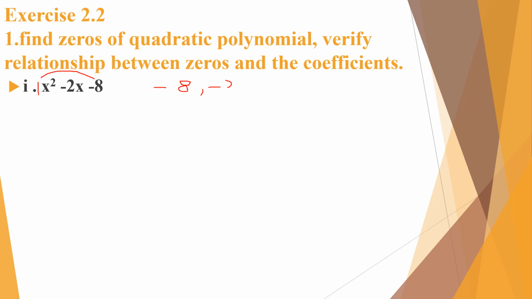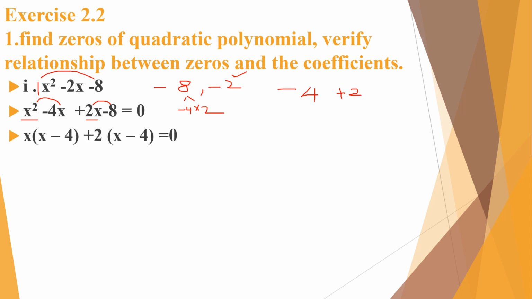So, what are the two numbers we can take now? We can take minus 4 and plus 2. Minus 4 plus 2, when we add, we get minus 2. When we multiply minus 4 into 2, we get minus 8. Now, from the first two terms, we are going to take x common outside, and in the last two terms, we are going to take 2 common outside.